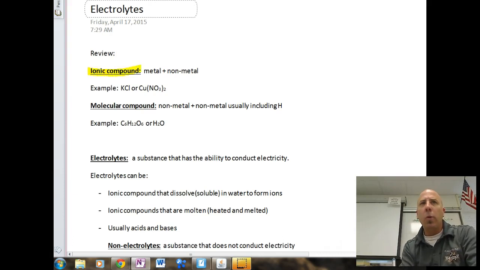And so we hopefully remember that an ionic compound is a compound that's made of a metal as well as a non-metal together. We have transferred electrons, and when we transfer electrons, we get an ionic compound.